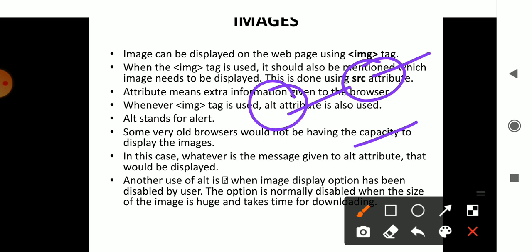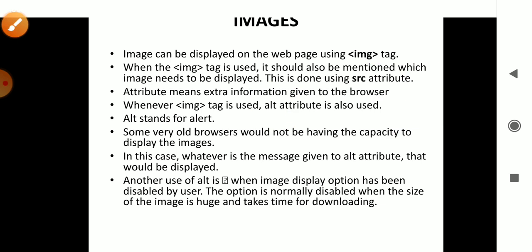Another use of this alt attribute is for when the image cannot be displayed. If the screen size becomes bigger, or if the screen size is very small, then the alt attribute will help you in displaying a certain message. If it cannot be displayed, or the size is big, certain messages will be displayed through the help of the alt attribute. These are the concepts which are there in the image tag.